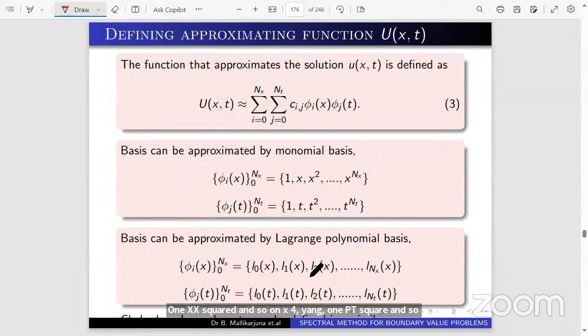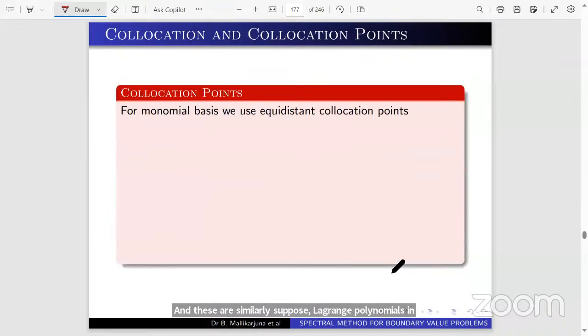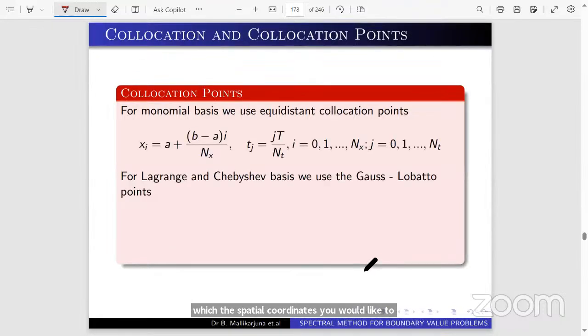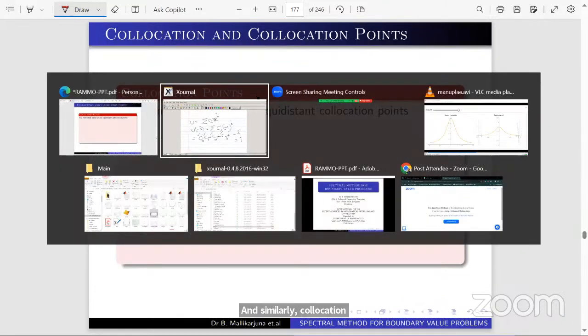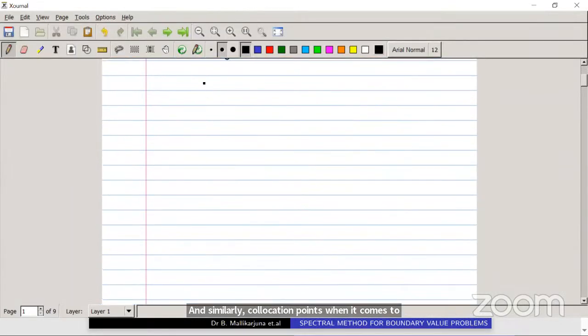Similarly, suppose Lagrange polynomials in terms of x and in terms of t, or maybe Chebyshev, or maybe Legendre polynomials, with respect to whichever spatial coordinates you would like to take. And similarly, collocation points. When it comes to collocation points, you can see how we are taking the domain.